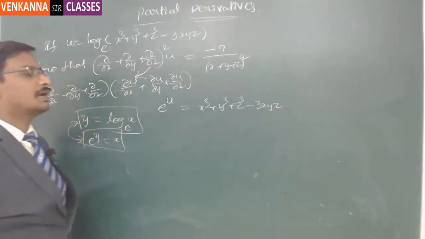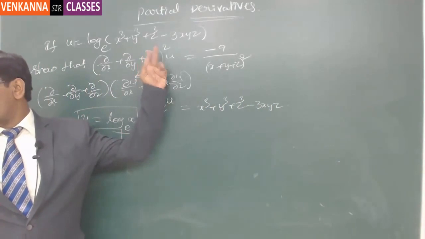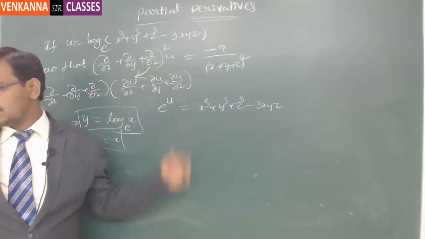So this is how you can write the function. Both the functions are one and the same. This is the logarithm form and this is the index form. Clear? Is this clear to everybody?